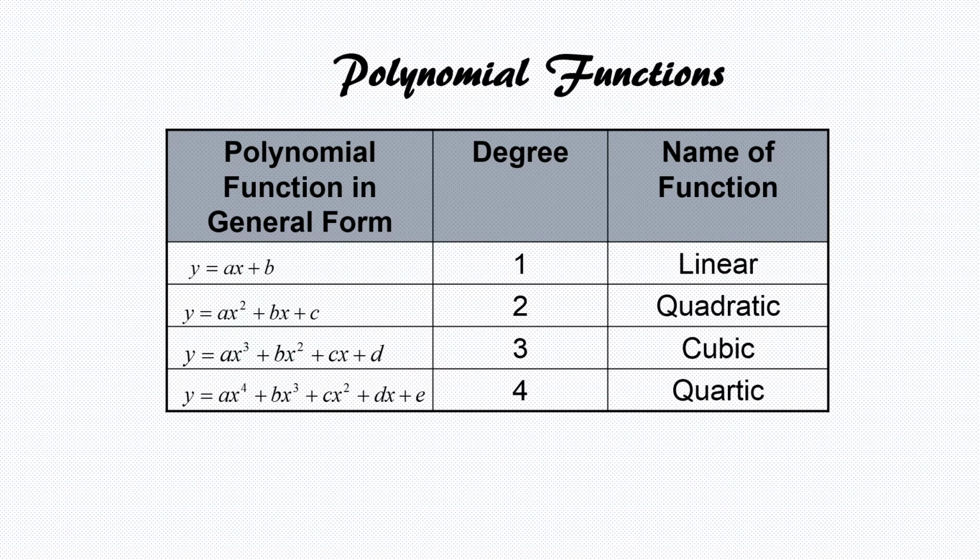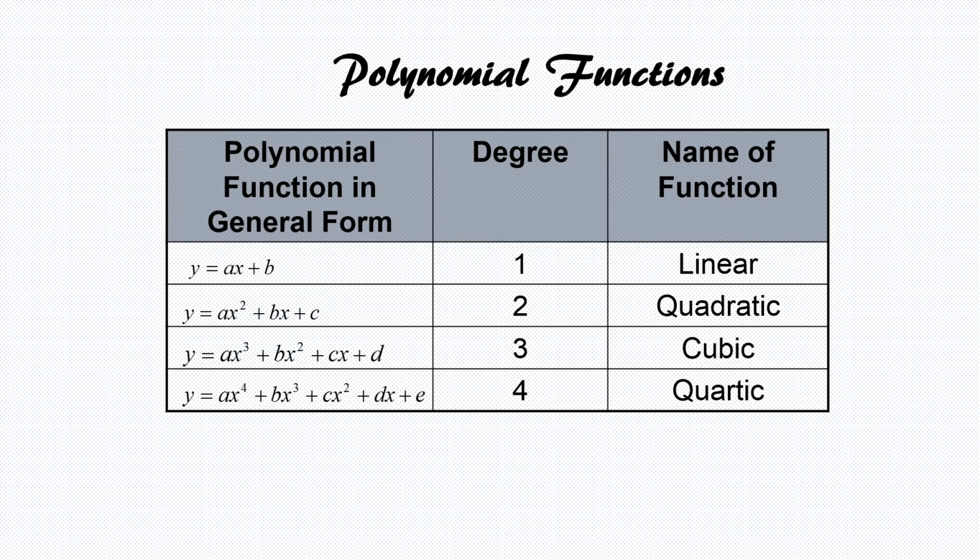So we have here examples of polynomial functions in general form, and the degree and the name of the function. First is the general form y is equal to ax plus b. Then the degree is 1. When we have a degree of 1, it is called the linear function.